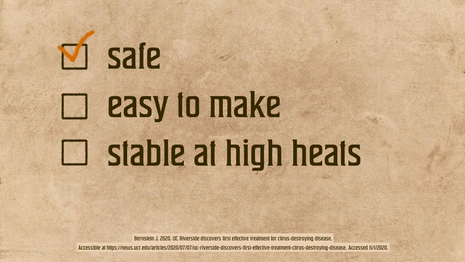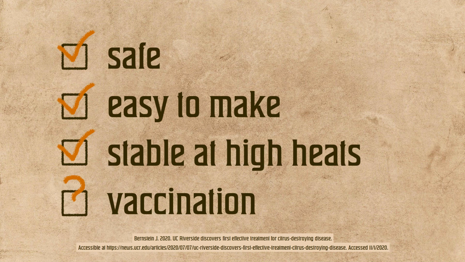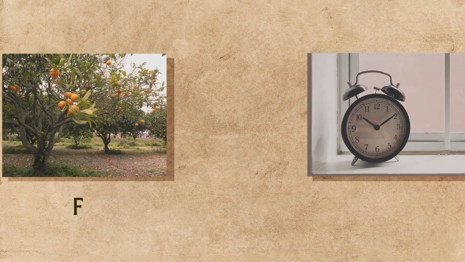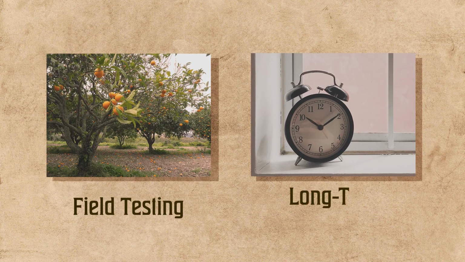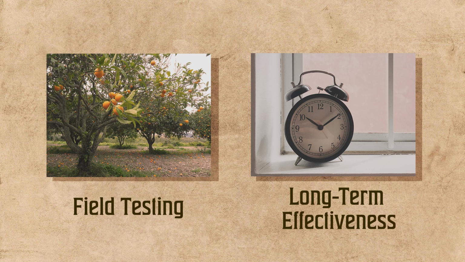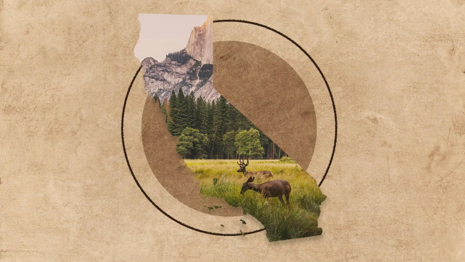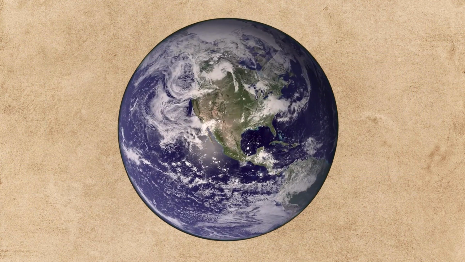The compound is safe for human consumption, easy to make, and stable at high heats up to 54 degrees Celsius. It is suspected that the AMP could even be used to vaccinate younger trees. Field testing and approval still need to occur, and the long-term effectiveness has yet to be studied, but this substance is being hailed as the first substance capable of fully controlling HLB. This wouldn't just save California's citrus economy, it would affect the world.